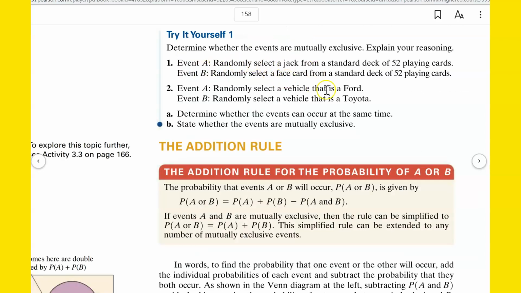Let's do these try-it-yourself ones real quick. Try them yourself and then we'll go over them together. You can pause it. All right, here we go. Select a jack or a face card. Can you do both? Yes, because a jack is a face card. What about select a jack from the deck or a heart?